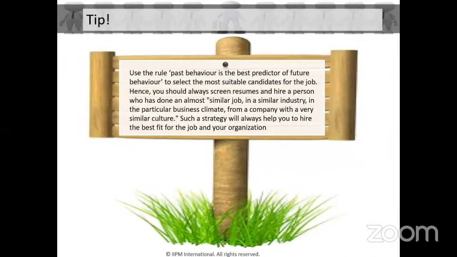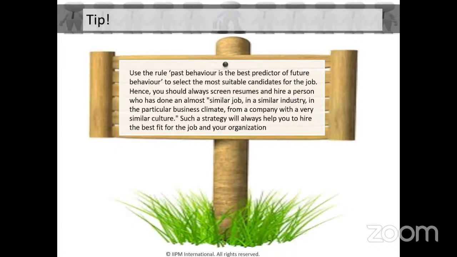Now let's share a tip. Use the rule: past behavior is the best predictor of future behavior to select the most suitable candidates for the job. Some will say, oh, this is stereotyping. This is not giving people a chance. But it is a common saying that past behavior is the best predictor of future behavior. Somebody will say, no, this is stereotyping. You are not giving people room for change.